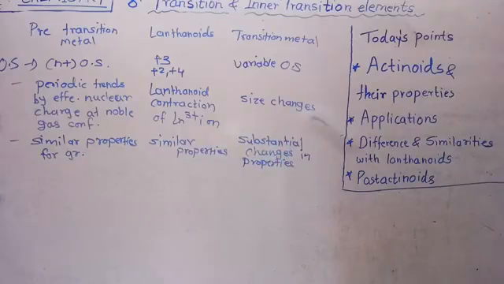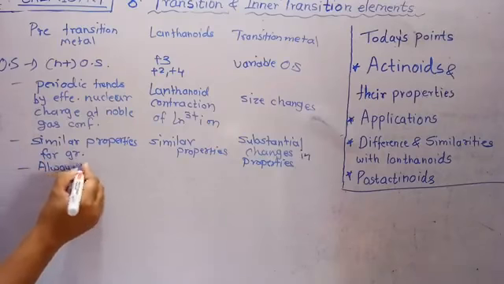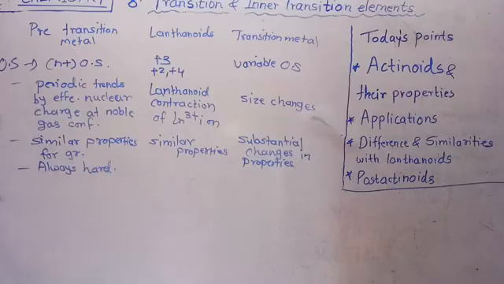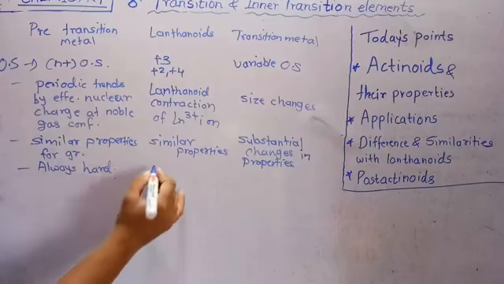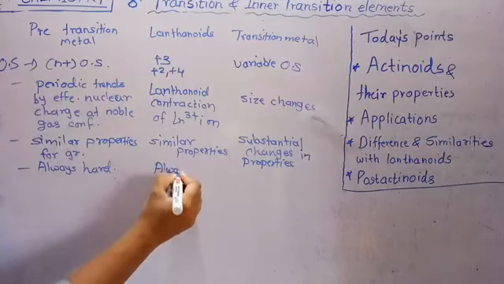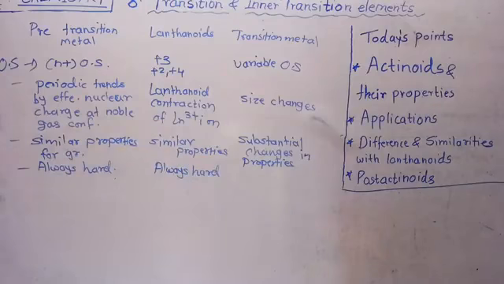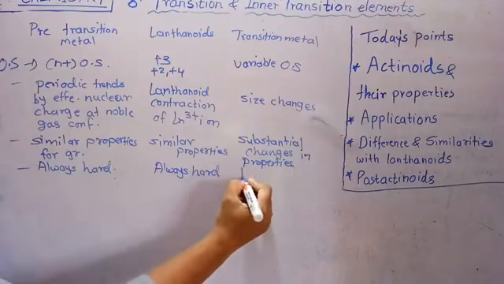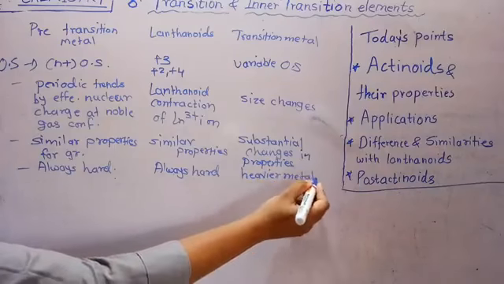Right? The pre-transition metals are metals, so they are always hard. Similar for the lanthanoids. The pre-transition metals and the lanthanoids are also always hard. And the transition metals are the heavier elements. Their melting points and boiling points are very, very high.